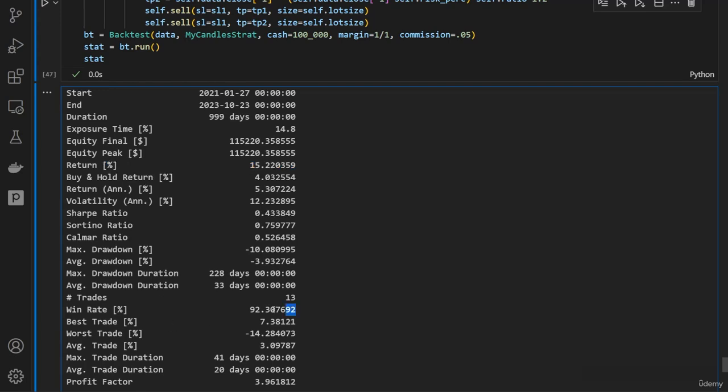And the win rate is 92%. That's not very bad. The Sharpe ratio is 0.4. That's not very good. It's not very encouraging. And the maximum drawdown is minus 10%. That's safe enough, but I think the Sharpe ratio is not high enough because we didn't have enough profit, so it's just 5% per year.